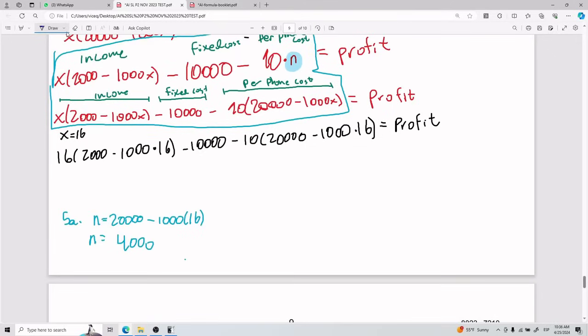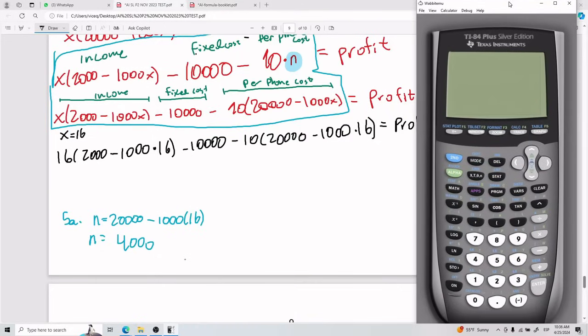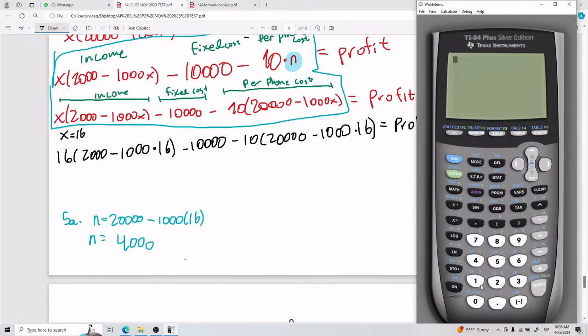So all of this I can plug into my calculator. I could plug in piece by piece, but that is annoying, so I'm just going to plug in everything because that is how I am. Over here, the first parenthesis is 16 times 2,000 minus 1,000 times 16. Close parentheses, minus your fixed cost, which we said was 10,000, minus 10 times 20,000 minus 1,000 times 16. Close, close.